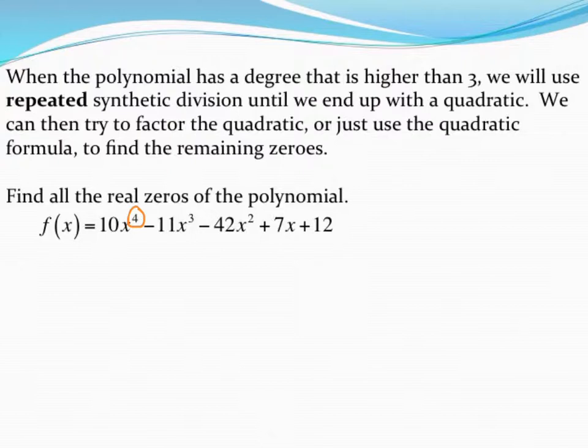So take the factors of 12, which are, of course, 1, 2, 3, 4, 6, and 12. All those numbers can be divided into 12. And divide that by the factors of your leading coefficient, which is 10. Factors of 10 are going to be 1, 2, 5, and 10. Everything in that top list needs to be divided by everything in the bottom list, and so I'm going to get a very long list of possibilities.